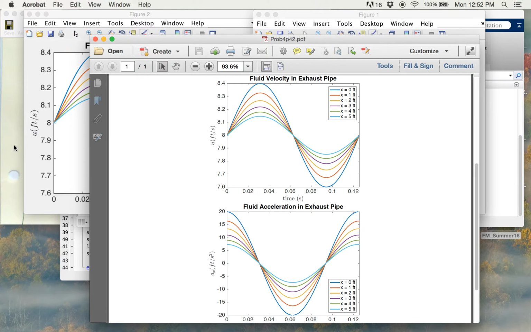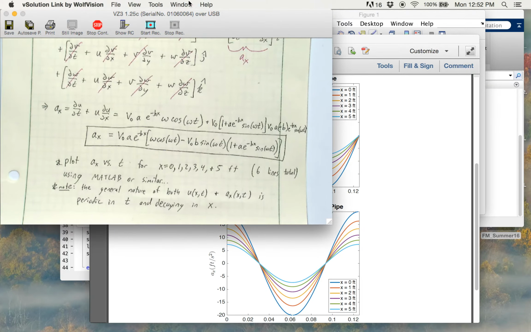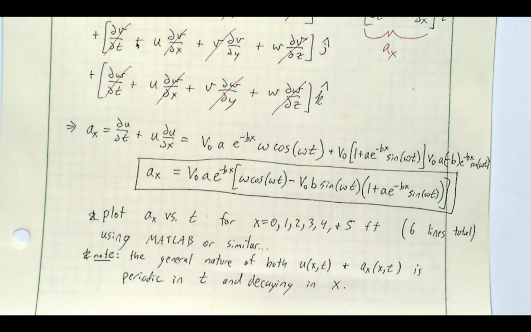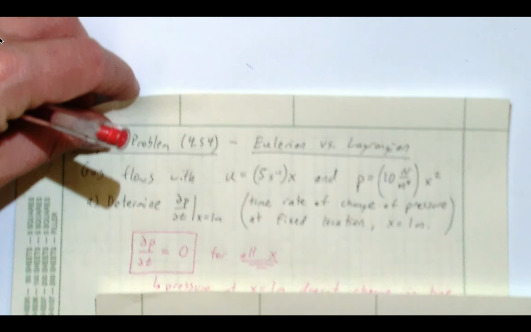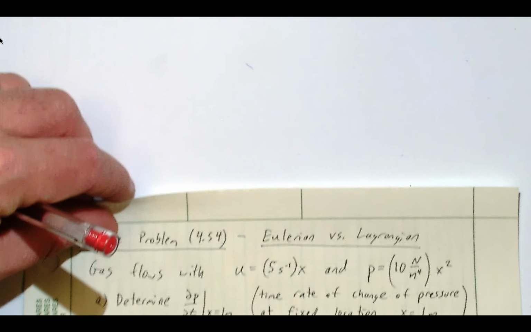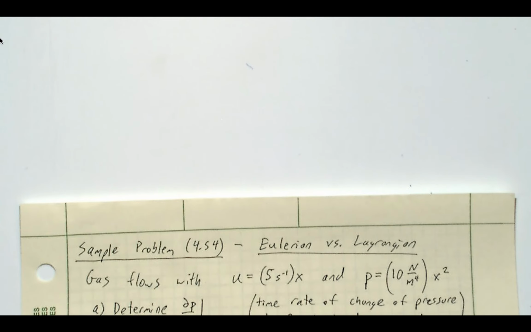Okay, so that'll be the end of that problem. Let's go to another problem here, 4.54, which will let us talk about the difference between Eulerian and Lagrangian approaches, as we mentioned in the first problem, but then also introduce this material derivative, which is what we did with the acceleration. It's the material derivative of velocity to get to acceleration.